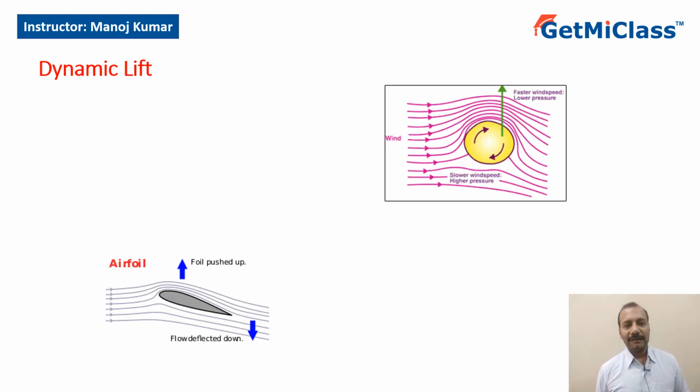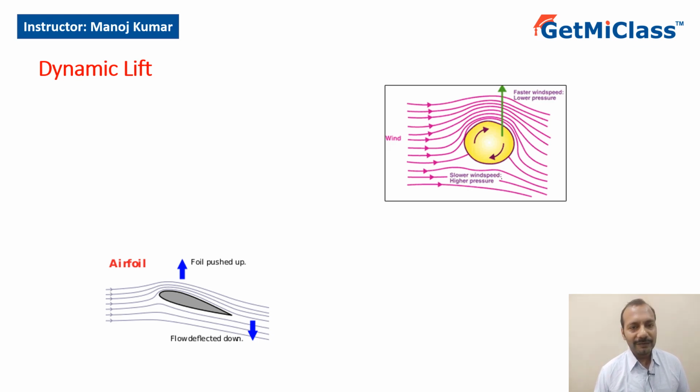Now after this we have another phenomenon, dynamic lift. Dynamic lift is the phenomenon of a lift being created due to a pressure difference. How is a pressure difference created in the case of dynamic lift? Let me take an example of a spinning ball. You can see that there is a ball spinning. If you look at the upper point, you see that wind is flowing at a higher speed, and at the lower point the relative velocity of wind with respect to the ball is slow.